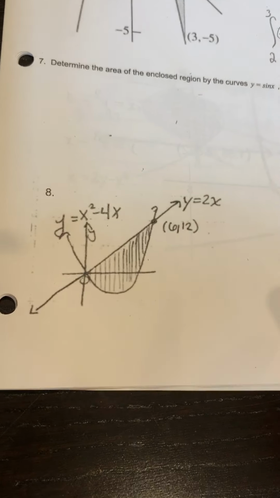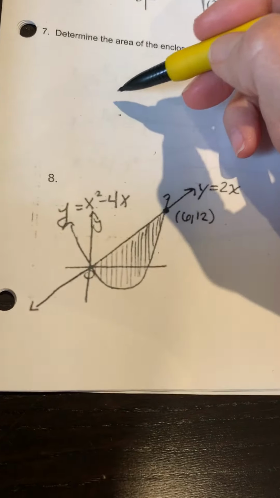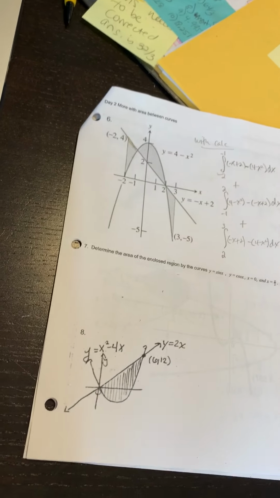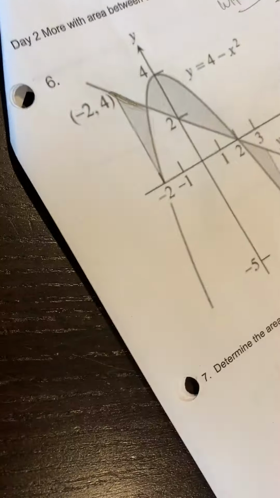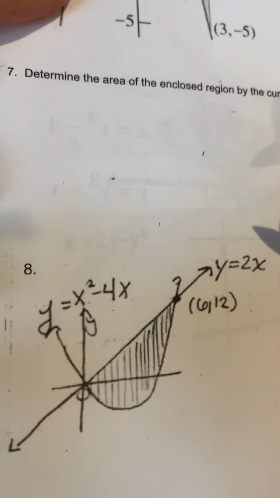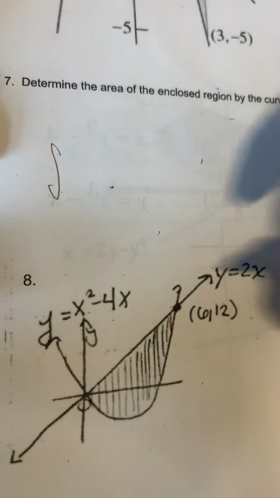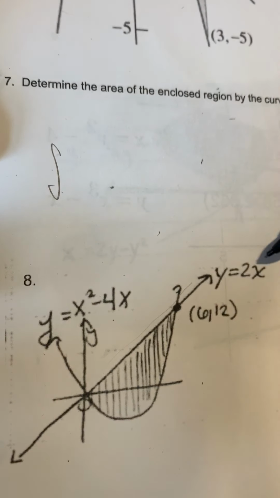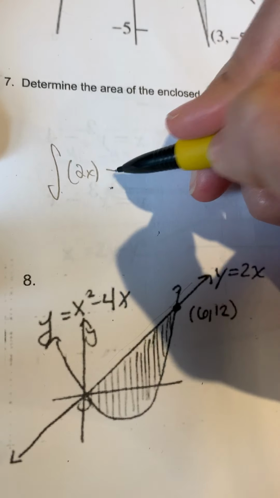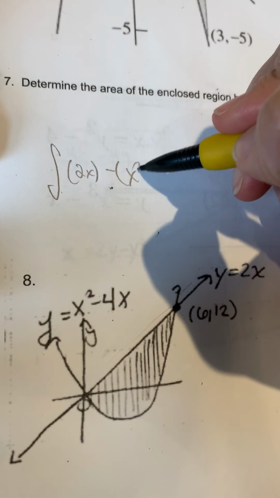All right. Here, the setup again, it's a matter of top minus bottom. I think this time I can move this Harry Potter book and go here. Okay. So the top function is, in this case, this line, which is just 2x, and then the curve, which is x squared minus 4x.